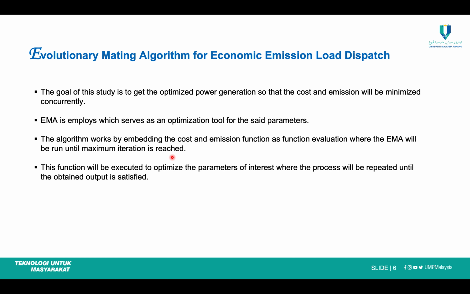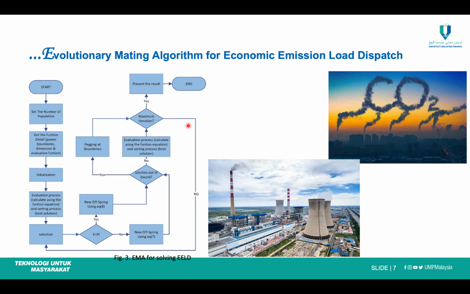Normally we use the quadratic cost function and quadratic emission function, and from the bi-objective we transform it into a single objective by using the penalty factor. And then EMA is employed to serve as an optimization tool. The algorithm works by embedding the cost and emission function as the function evaluation, where EMA will run until the maximum iteration. And then we double-check and confirm again that the cost and the emission that we get are minimum compared to others. So basically this is the flowchart of the EMA.